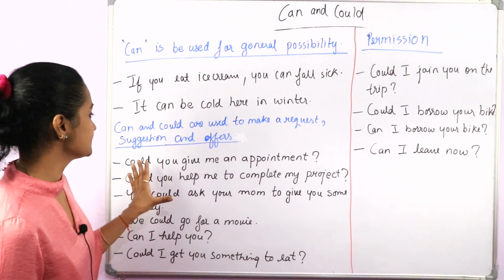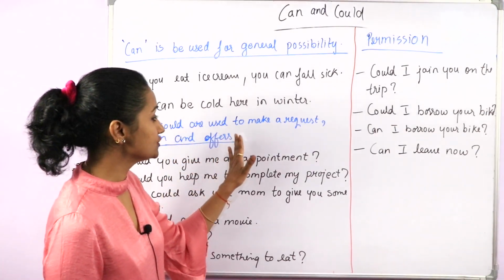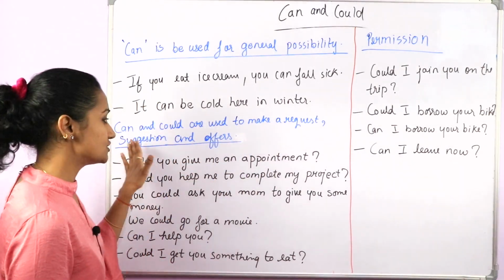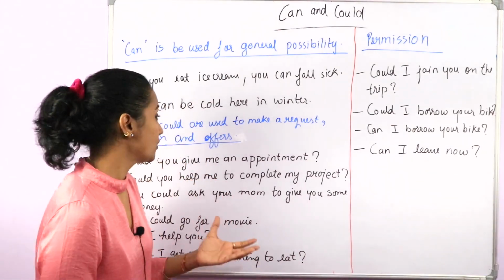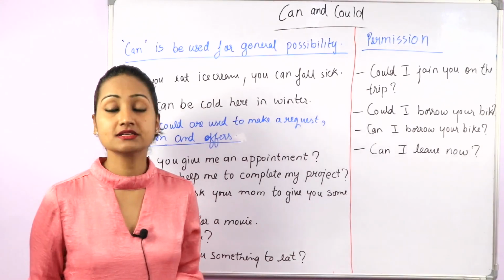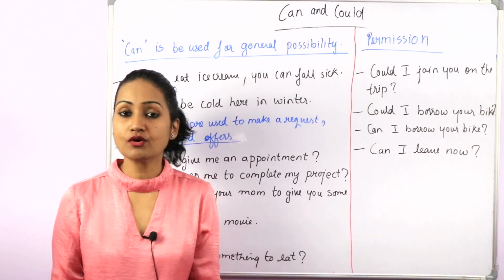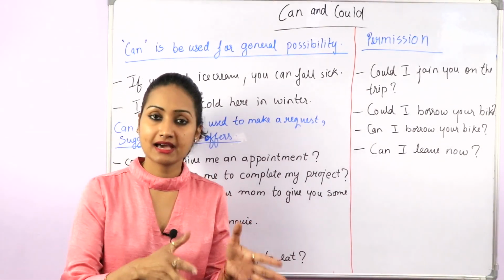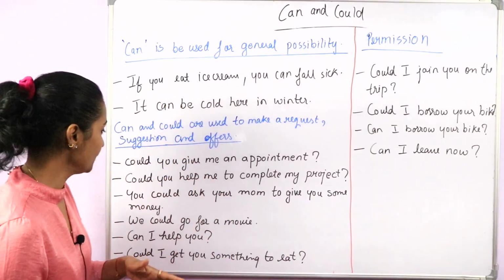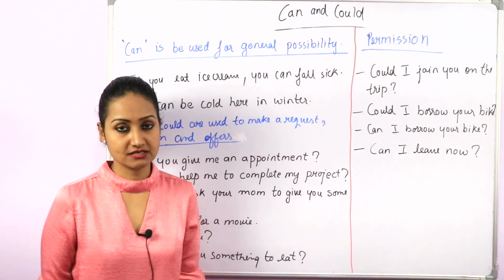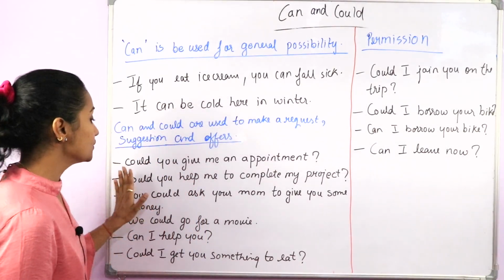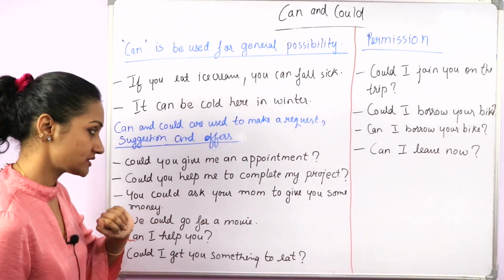Okay, next is can and could are used to make a request, suggestion and offers. Whenever you request for something, or you give a suggestion or an advice, or you make any offer, you can use can and could. How? Could you give me an appointment? So you are asking for an appointment. It's a request. Okay. Could you help me to complete my project?